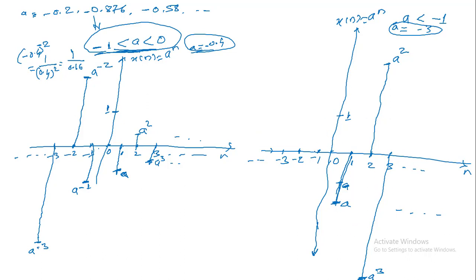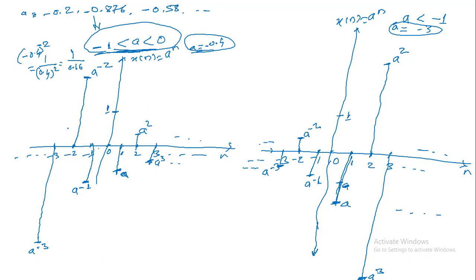Again, for -1, it will be a negative value. So it is a inverse. For -2, it is a positive value, but again it is less than 1, a to the power -2. For -3, again it is a negative value, so a to the power -3, and so on. So likewise, this exponential signal is represented.